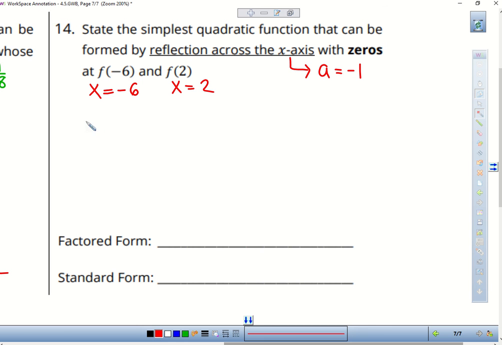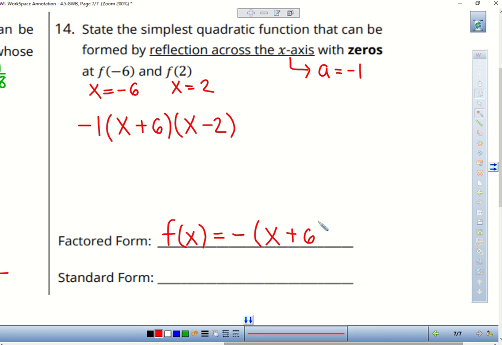So that means our factored form is -1 times x plus 6 times x minus 2. You'll often see them, instead of writing a negative 1, they'll just put a negative sign on the outside of the parentheses like that. Now to get standard form, we are going to multiply these two together and then distribute the negative 1 as the last step.